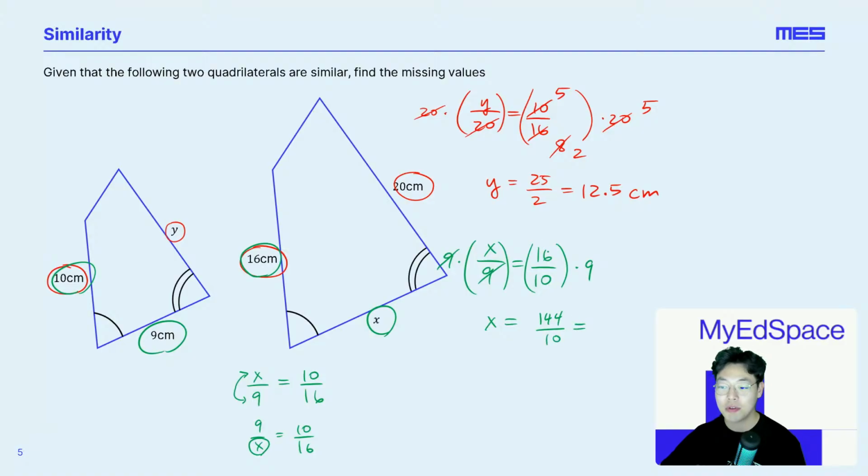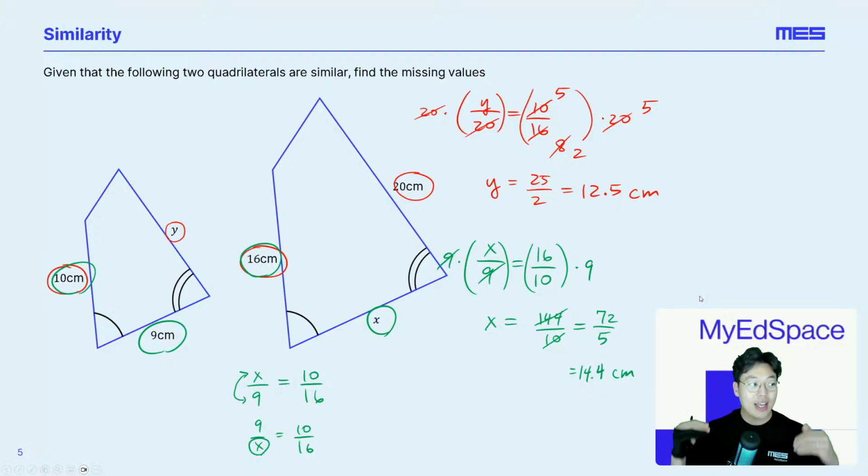I could have simplified 16 and 10 first, but we'll do it here instead. We divide both by 2, and we get 72/5, which is also equal to 14.4. And don't forget, we're not done with the problem until we write our units of measure. Okay, do not forget your units of measure. So important. Okay, now our brains are activated.